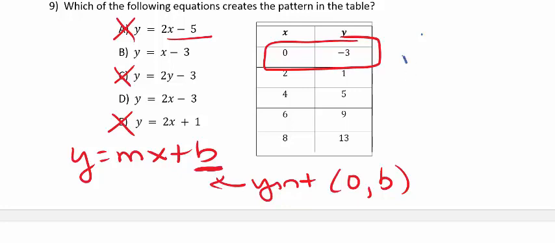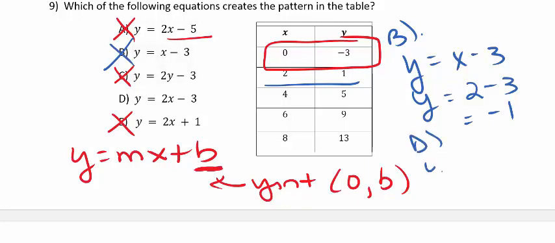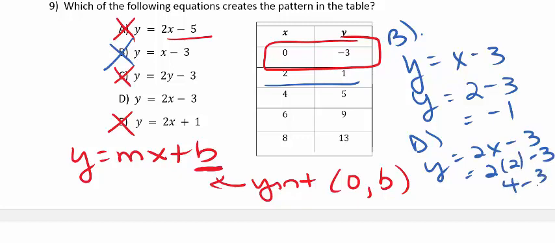Now we're going to check the point 2, 1 and see if it works in the equation. We have the equation y equals x minus 3. We're checking the one that's in B. If I plug in a 2 in place of x, 2 minus 3 is going to be a negative 1, and our table says positive 1, so we know it can't be that one. And so we're going to hope that the answer is D. Y equals 2x minus 3. Plug in a 2 here, and 2 times 2 is 4, minus 3 is 1. So yes, this one checks out.